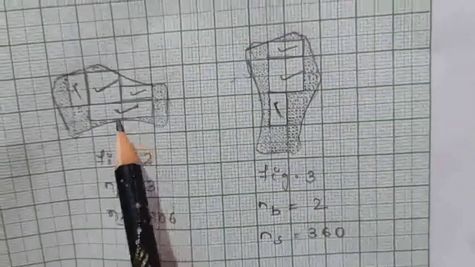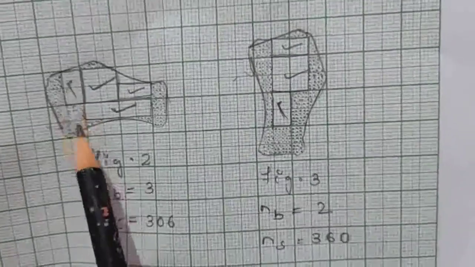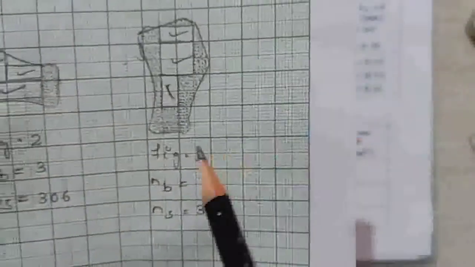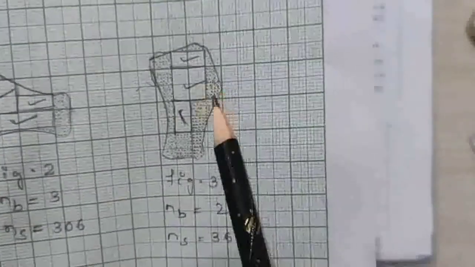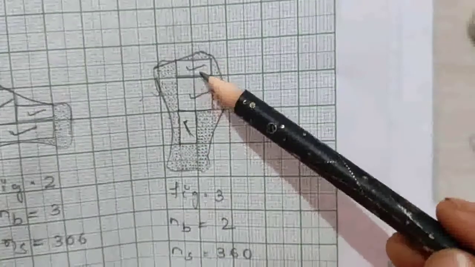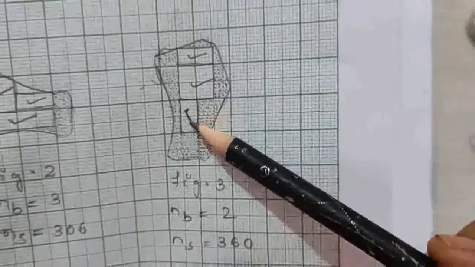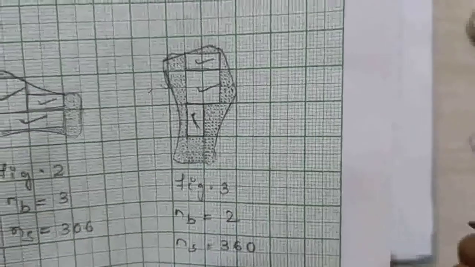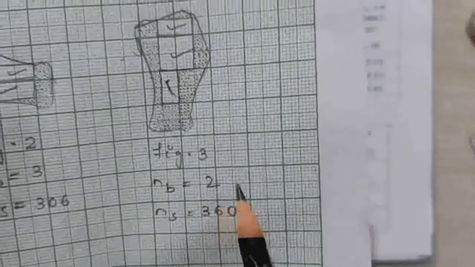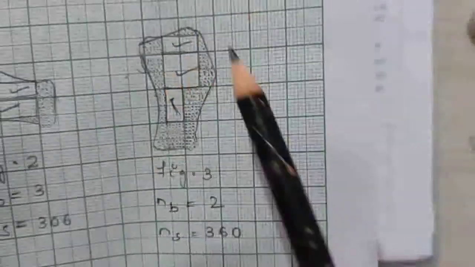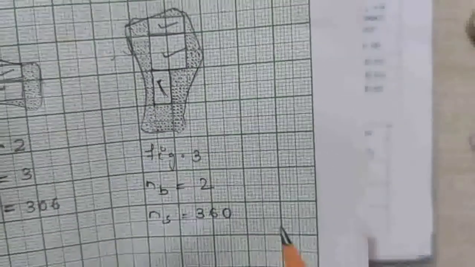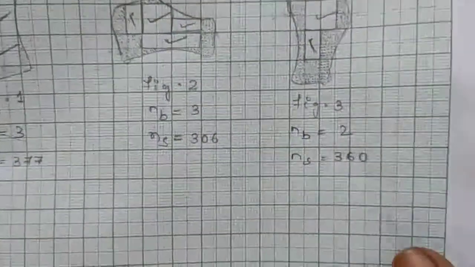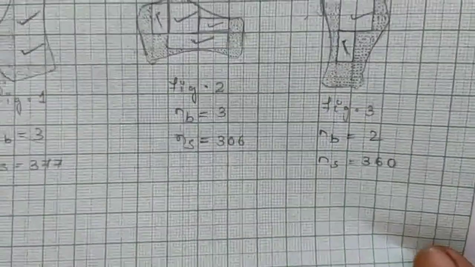So the number of big squares in this figure is coming as 3 and the number of small squares is equal to 306. Similarly in figure 3, as you can see, this is one complete square and these are two quarter squares and this is another two quarter squares. So combining these two things I can also count as one big square. So the number of big squares is equal to 2 in this figure, and the number of small squares is equal to 360. Now we will put all the above data in the table for area.